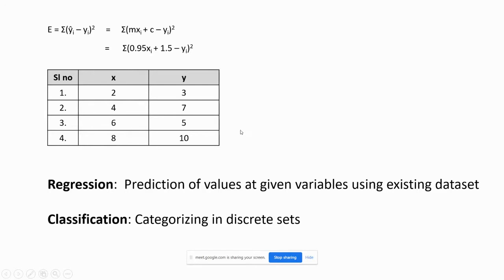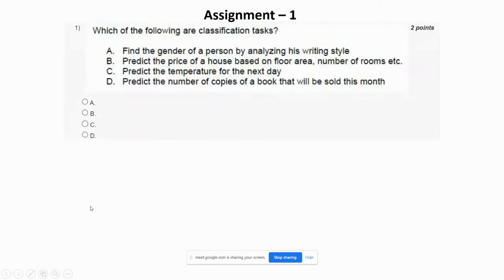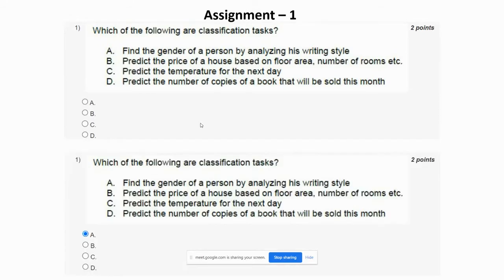No, ma'am. Okay. So now that you've understood that, we will go through a couple of problems in the first assignment, which goes through this classification and regression. The first question was, which of the following are classification tasks? Could you answer this? Predict the gender of a person by analyzing his writing style. Okay, good. So that is the answer. A is your answer. Why is B not the answer?